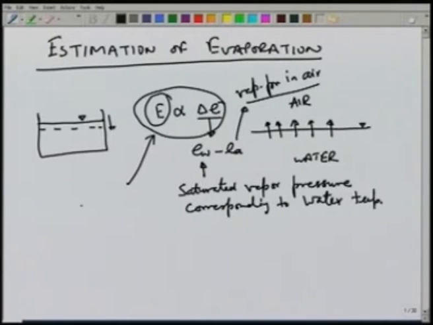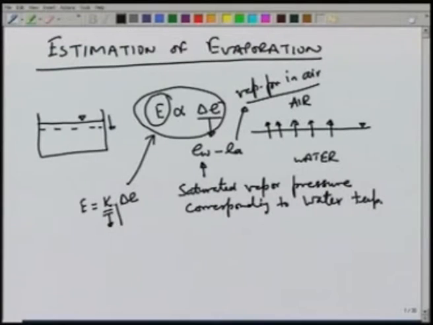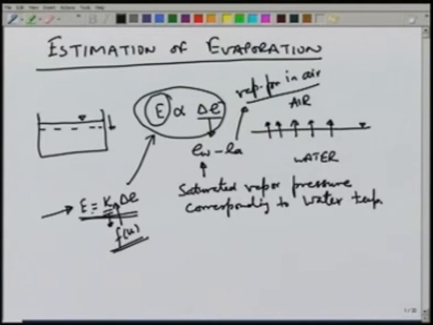We can also use some empirical equations. For example, we know that E is proportional to delta E. So, we can use some empirical equations like E equal to some constant k into delta E. Now, this constant may be a constant for a particular area, or it may also depend on some other factors. For example, we have seen that the wind speed is important. So, k may be dependent on wind speed, or we can have another function here, which is a function of the wind speed, sometimes atmospheric pressure and so on. So, these kind of empirical equations have been derived for various locations, but they would typically be valid only in that area. Universal acceptance of these empirical equations is not very common.